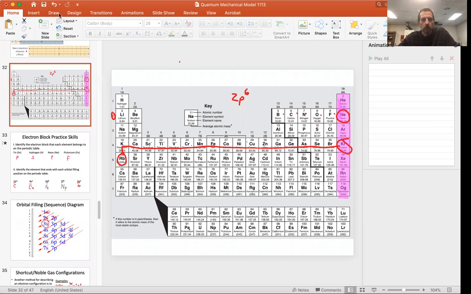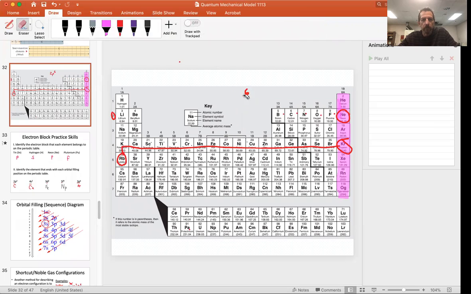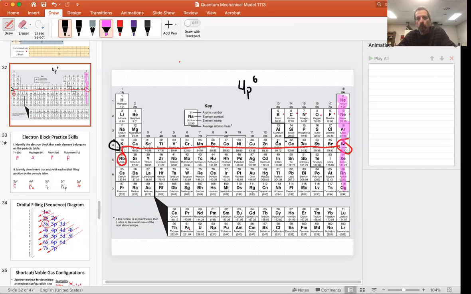So let's get rid of some of this mess, right, from an irrelevant example. Let's put our shading back in for our noble gases. So what we're going to notice is that energy level 4 in the P block, P1, P2, P3, P4, P5, P6. Krypton ends at 4p6.